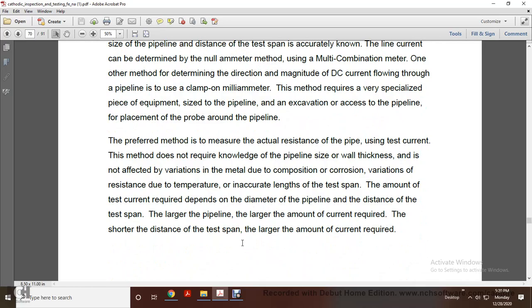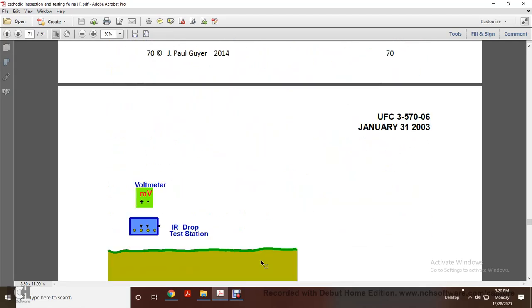Or the preferred method to measure the actual resistance of the pipe is to use a test current. The method does not require knowledge of the pipeline size or wall thickness, and is not affected by variation in metal composition due to corrosion, or variation in resistance due to temperature. The length of the test span and the amount of test current depend on the diameter of the pipe. The larger the pipeline, the larger the amount of current required. The shorter the distance of the test span, the larger the amount of current required.